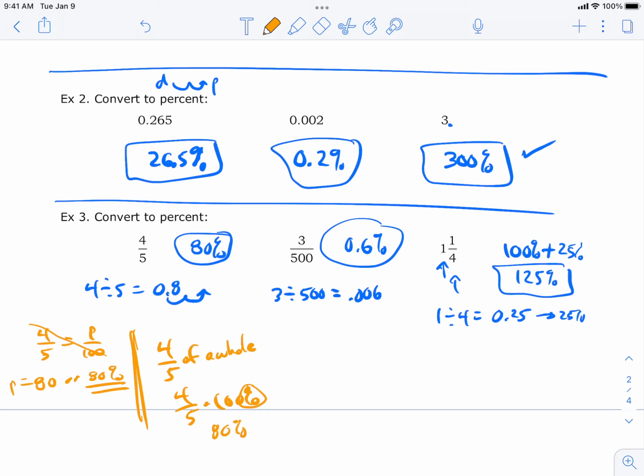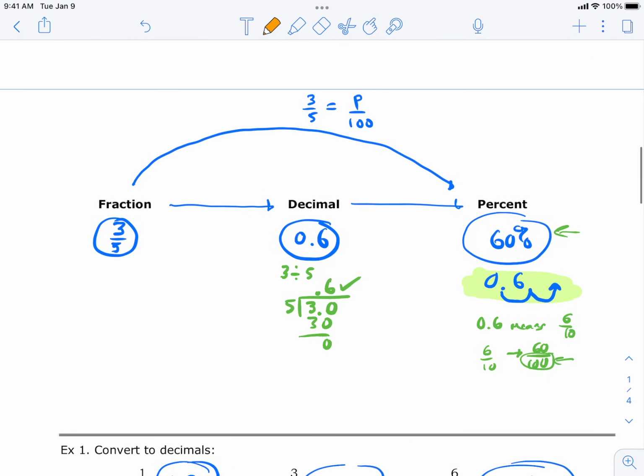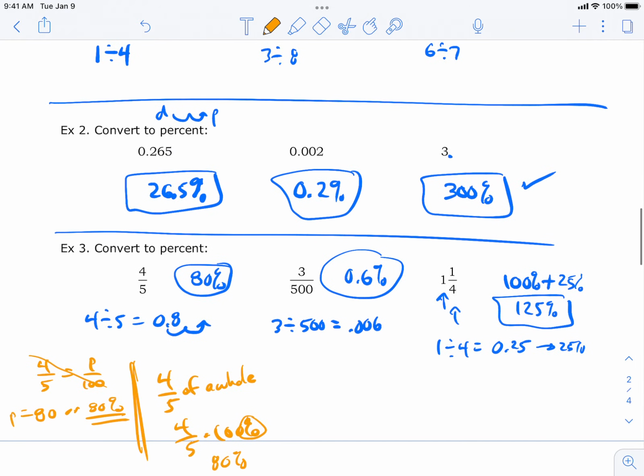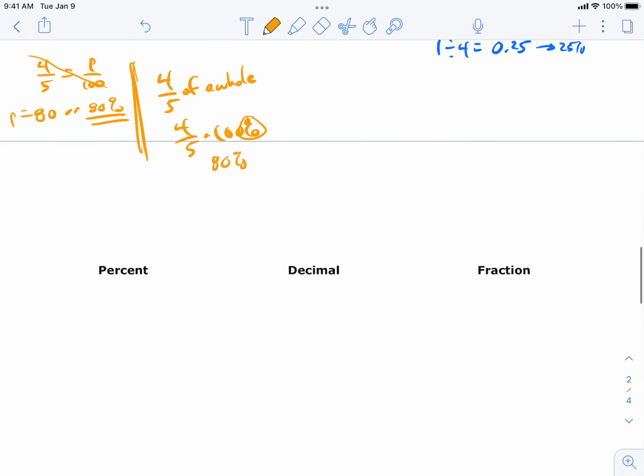This stays as part of your answer. You get the 80%. So that's kind of cool. So I'm just going to throw that up there because it's cool. Or 3/5, multiply it by 100%, and you will get your 60% in that case. Okay, well, I hope that was fun.